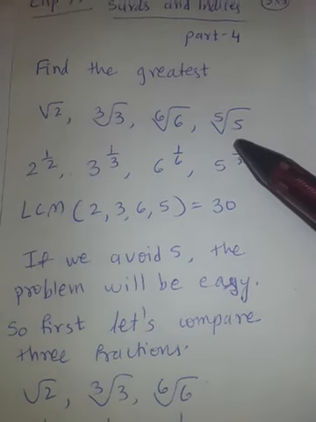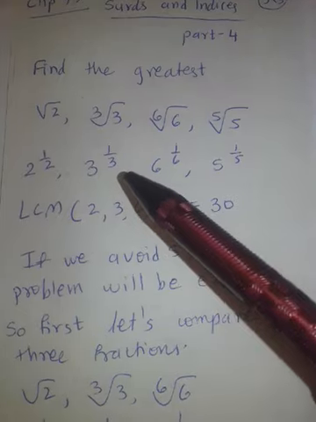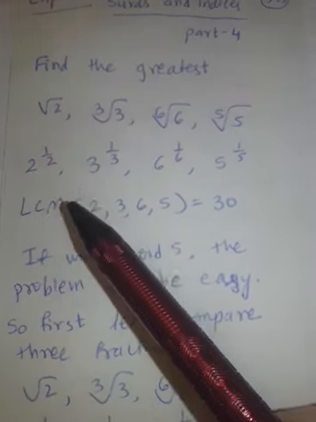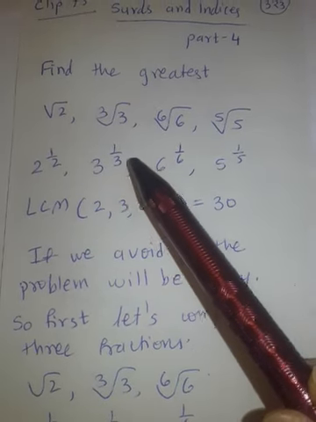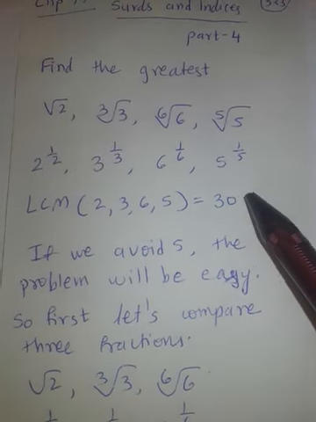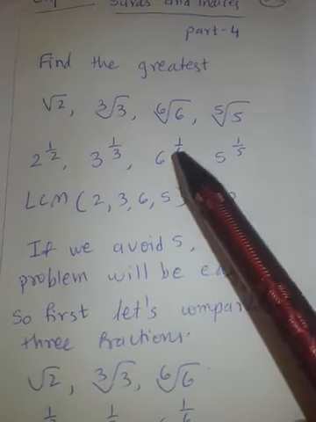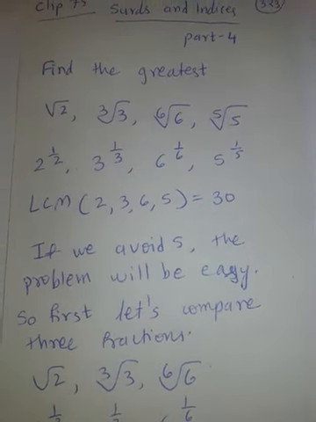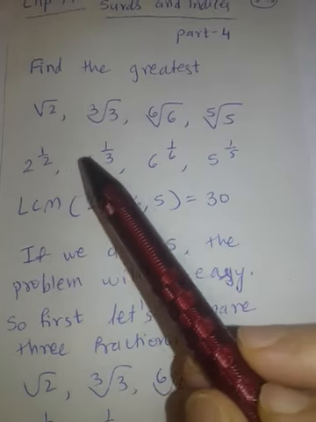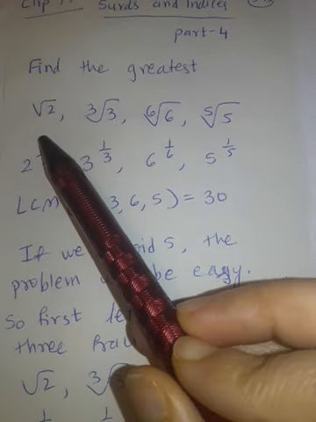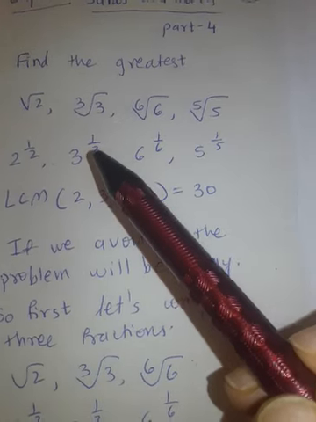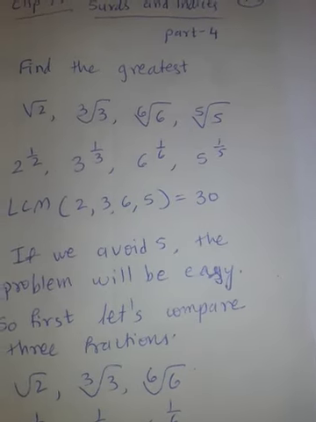If you have watched part 3, you must be remembering what our first step is when we need to solve these types of examples. We take the LCM of denominators 2, 3, 6 and 5, and whatever LCM we get, we raise every number to this power. But now, if I raise every number to the power of 30, the first number will be 2 raised to 15, the second number will be 3 raised to 10, and again it will be difficult for me to compare.